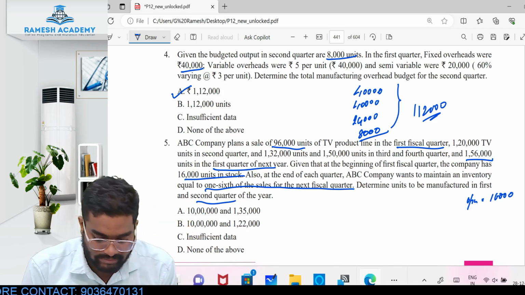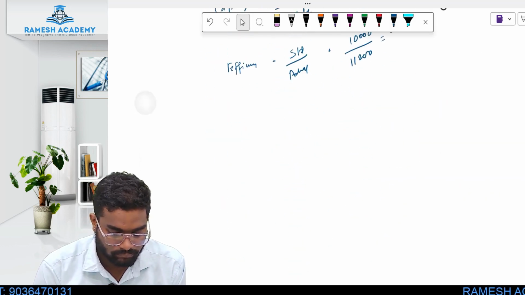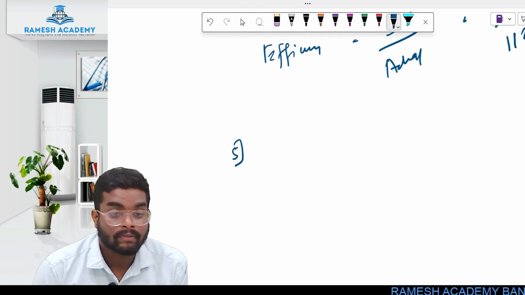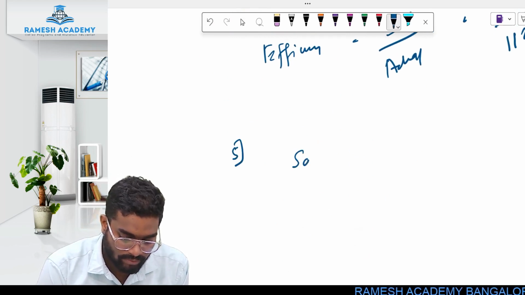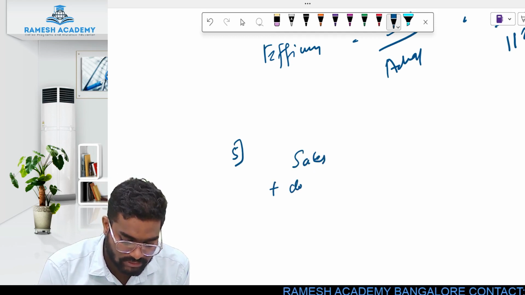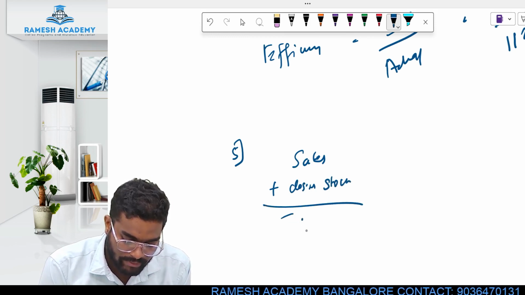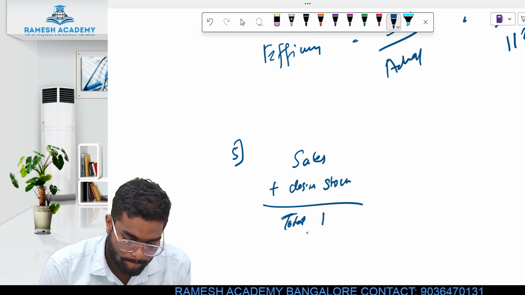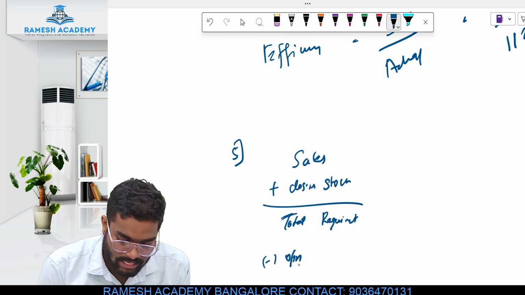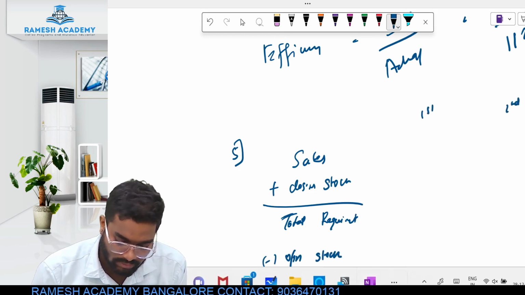Simple, we have to prepare the trading account. The format is like this, no? Sales, we have to produce how much is required for sales. Then we have to maintain the closing stock. So this is the total requirement. But we'll be having some opening stock. So we have to find it for the first and second quarter.